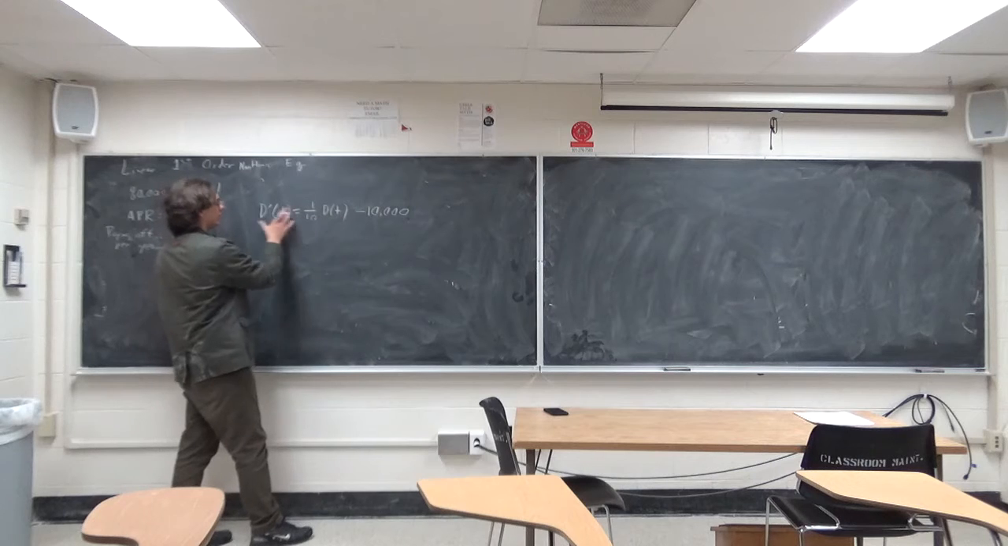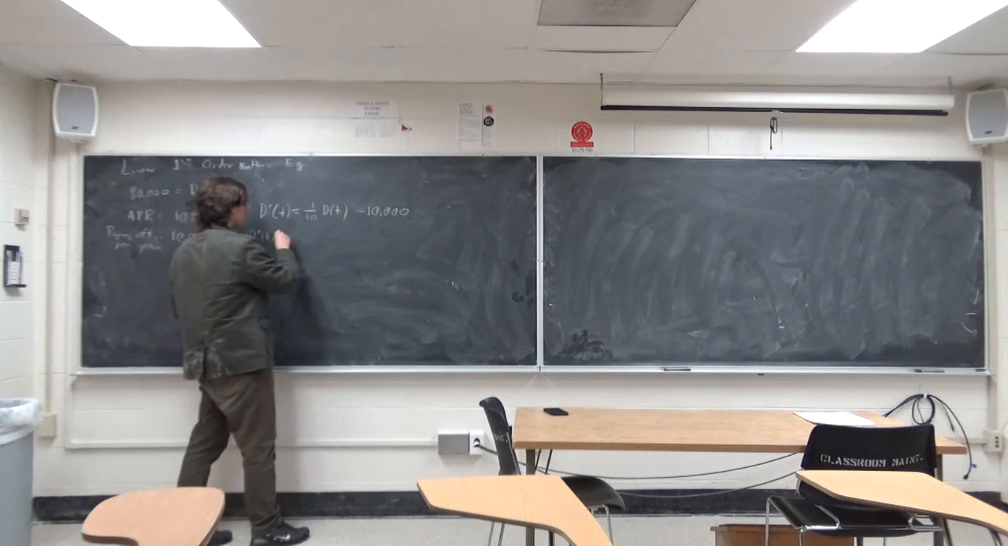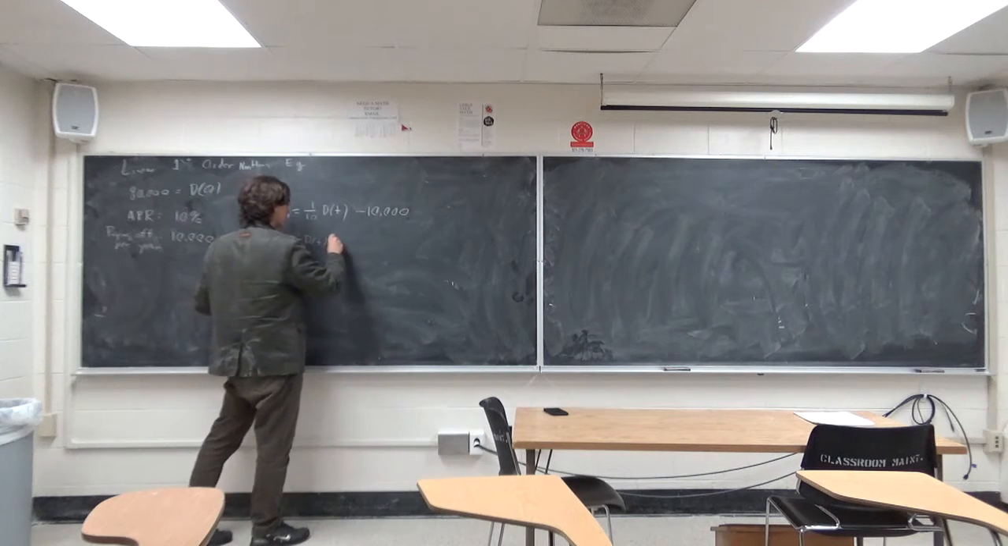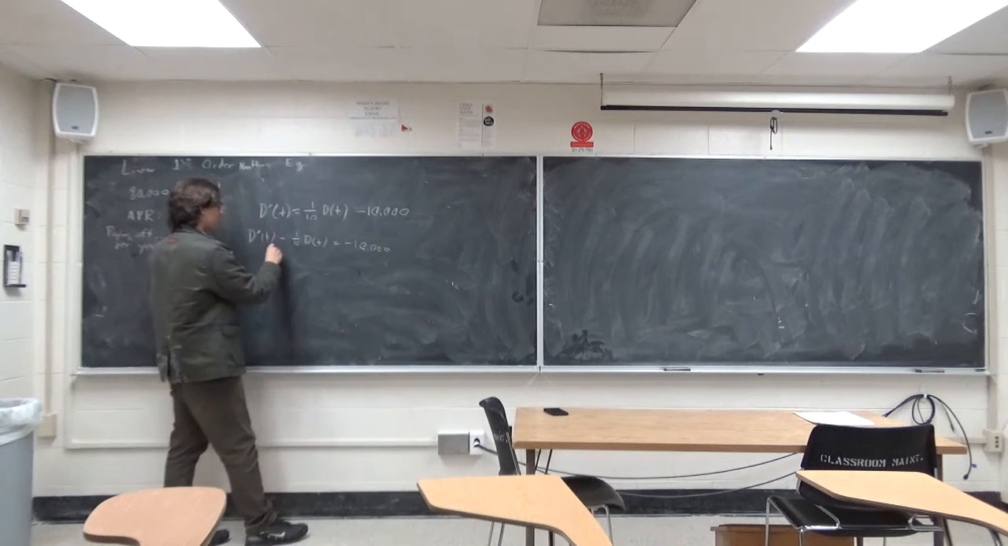So let's just put the D's together. Let's see what happens. So I get minus 1/10 D of t equals negative 10,000. And you know what the hell?